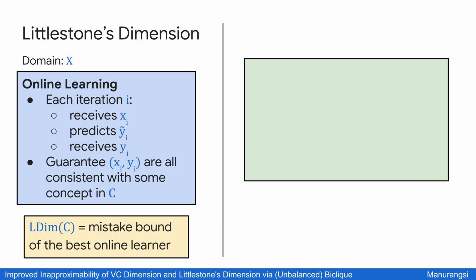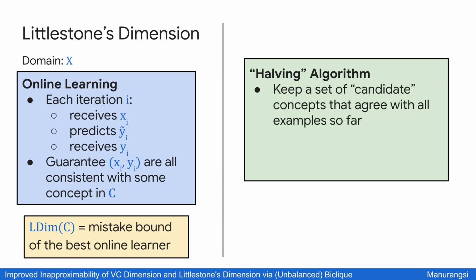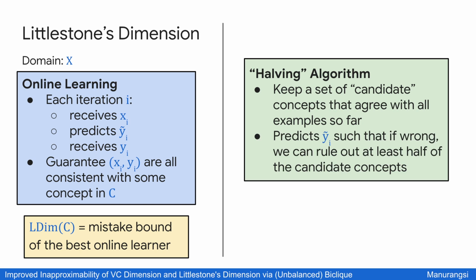Now, there is one important online learning algorithm that is generic and we'll be using later. So let me state that here. This is the so-called halving algorithm. The algorithm works as follows. We keep a candidate set of concepts that so far agree with all the examples x_i, y_i that we have seen. Whenever we receive a new x_i, we consider the 2 possible predictions 0 and 1. These 2 possible predictions partition the class of candidates into 2 sets based on whether the true value is 0 or 1. Then we predict the one that agrees with at least half of the candidates.